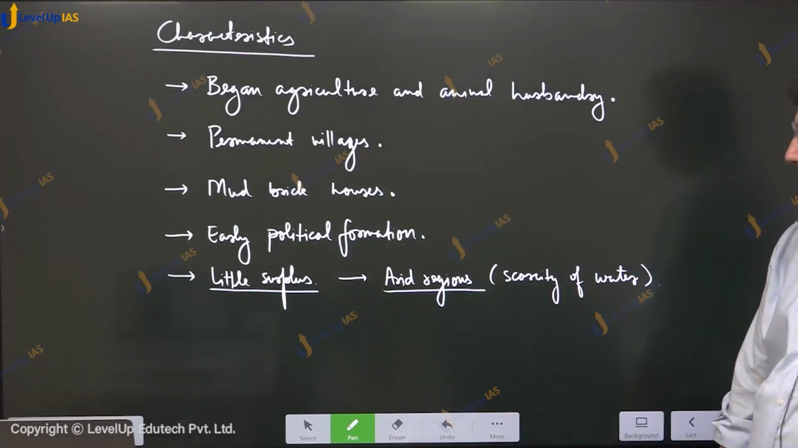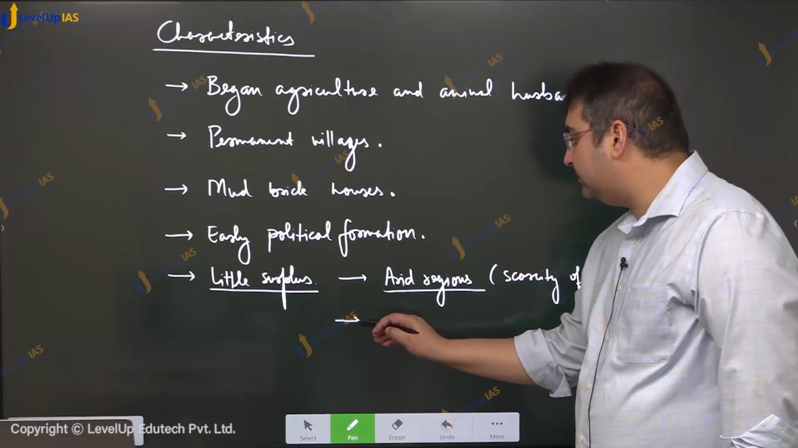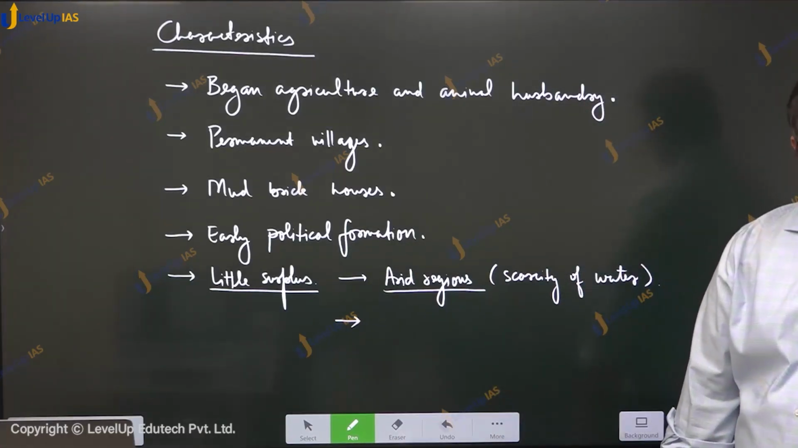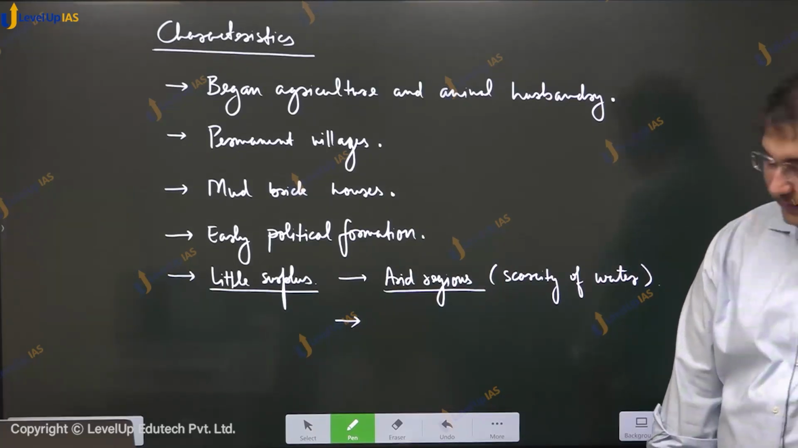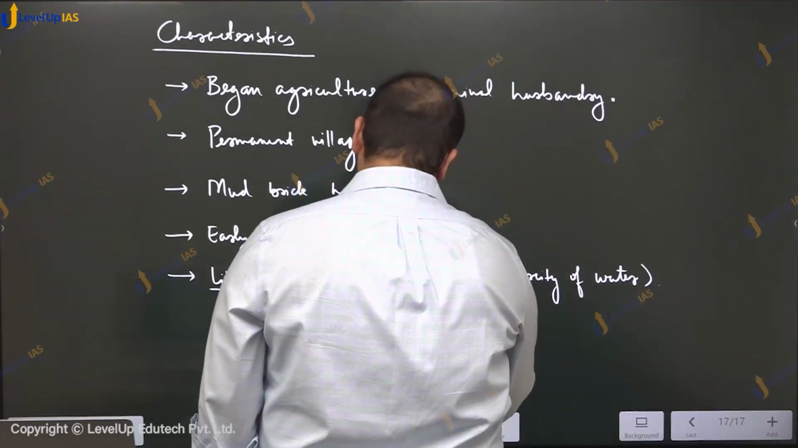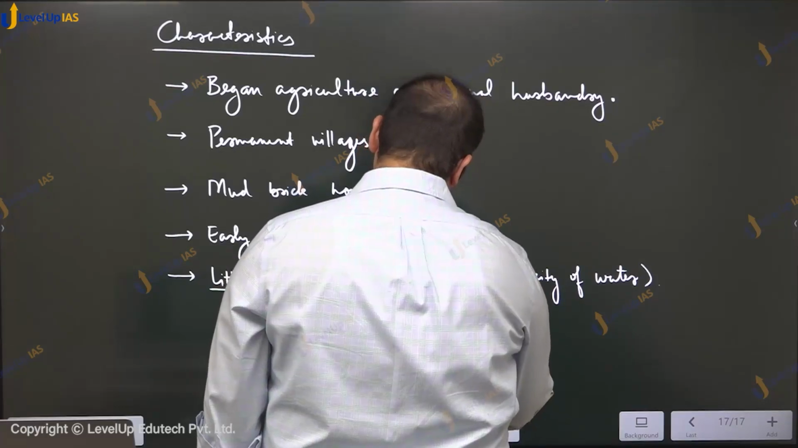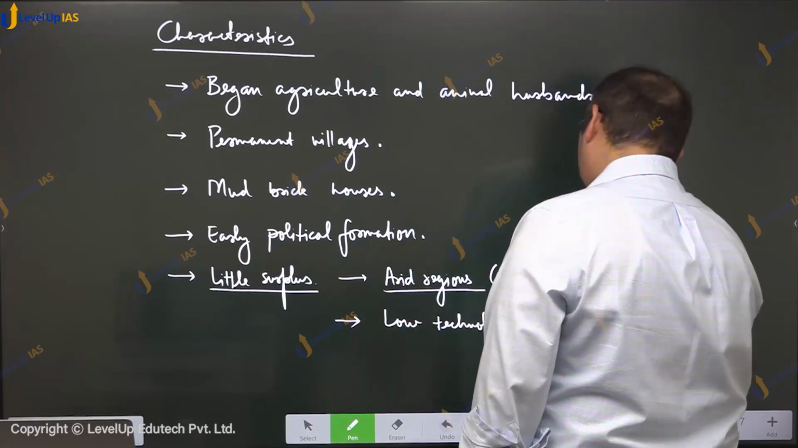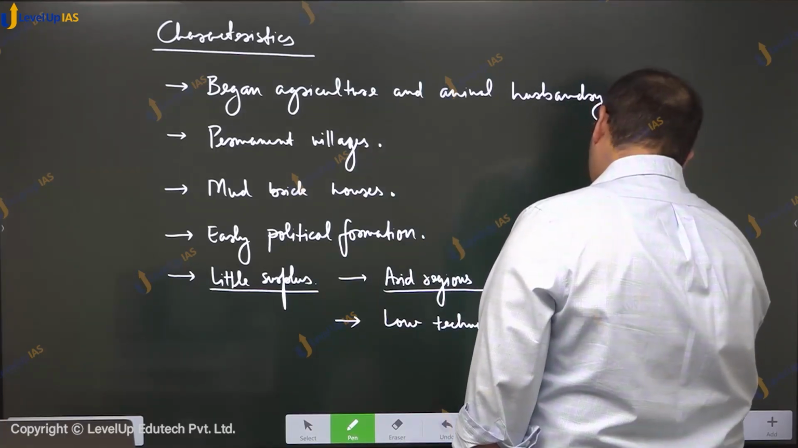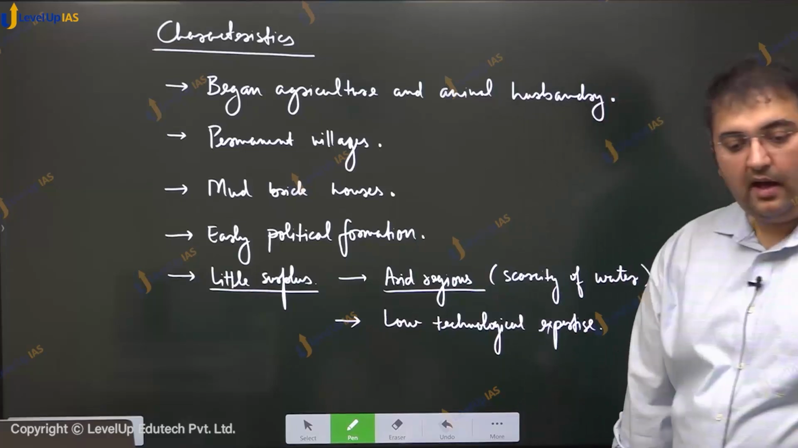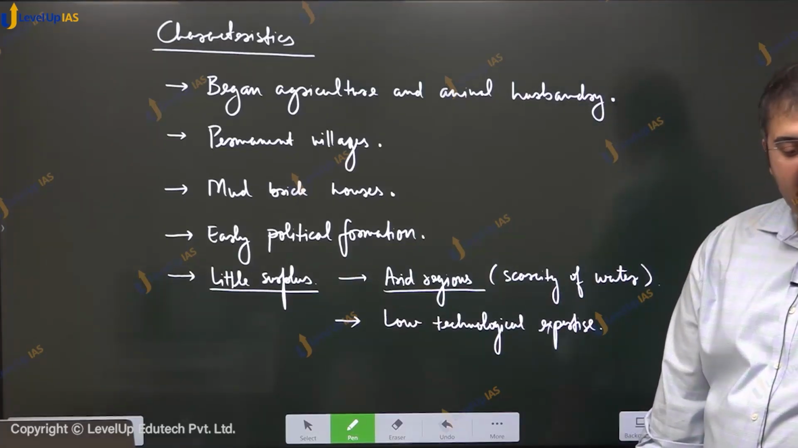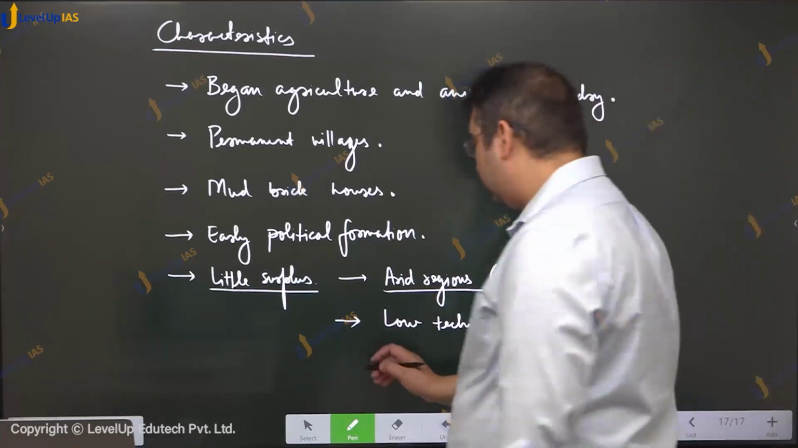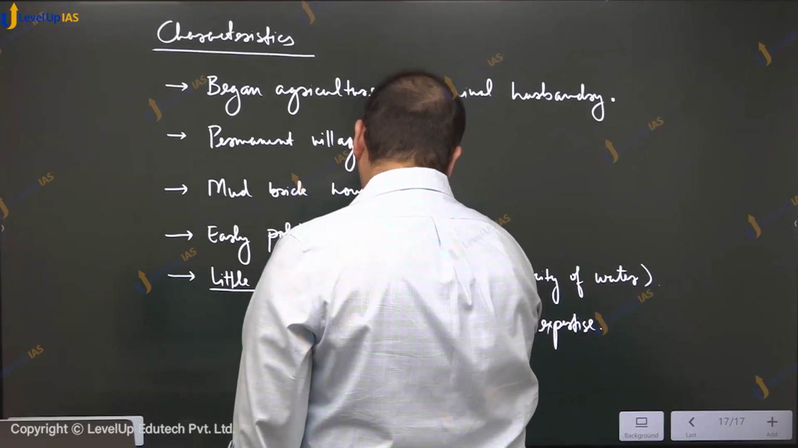ठीक है. What was the level of technology that they had access to? Did they have access to sophisticated agricultural implements such as plows, etc.? नहीं था. So had they started using the animal power for agricultural activities? No.